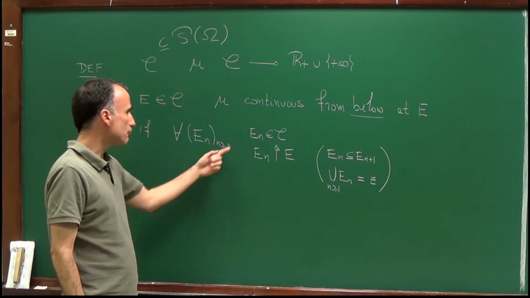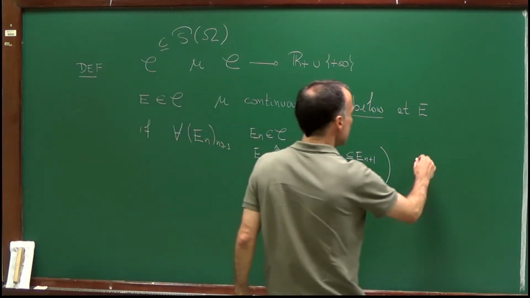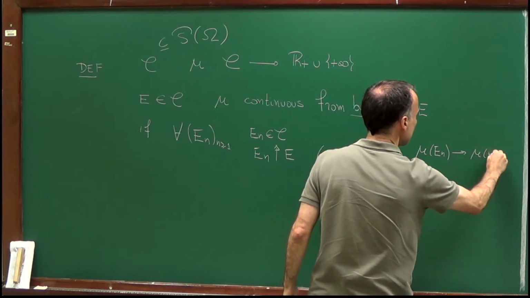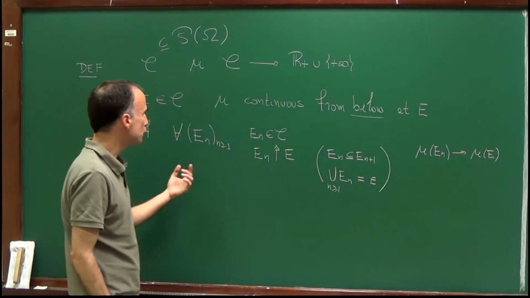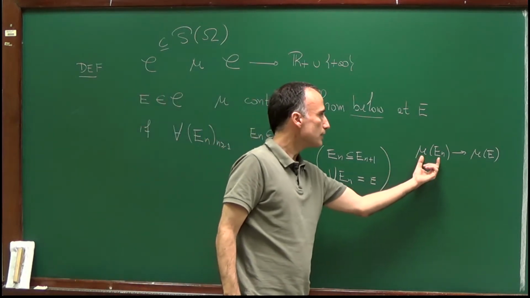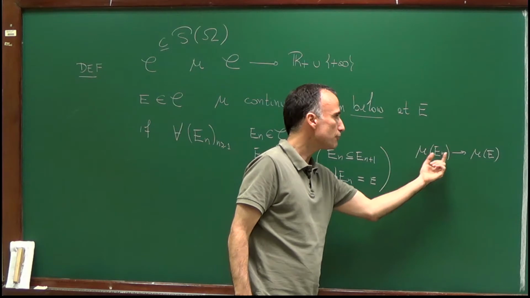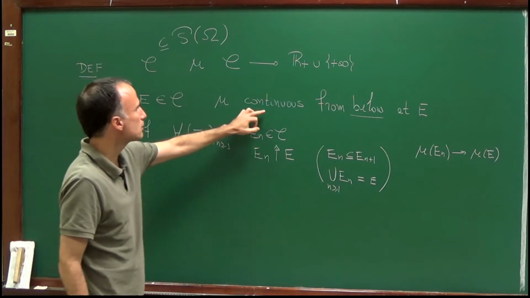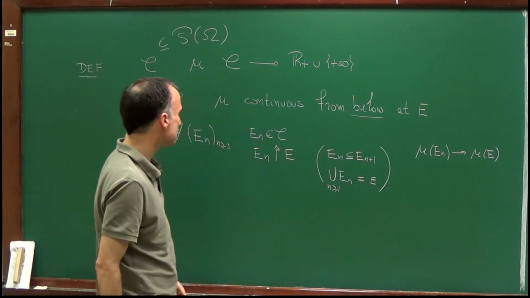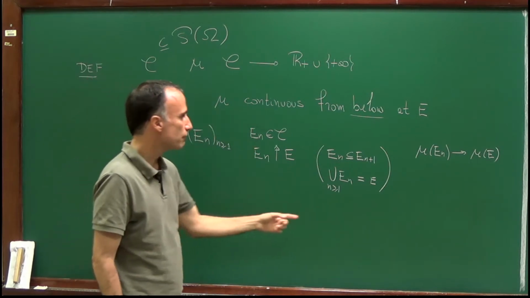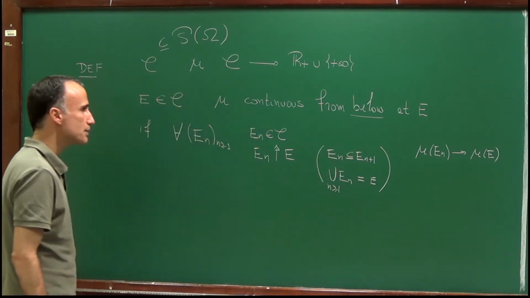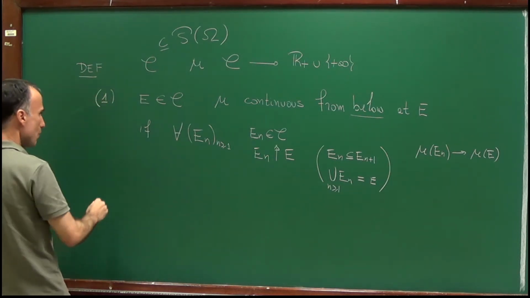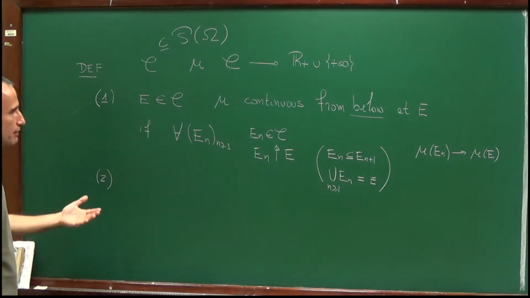So the requirement is that for any such sequence, mu of En converges to mu of E. And note that since we proved that mu is increasing, this sequence is in fact increasing and therefore has a limit, and we are requiring the limit to be mu of E. So we will say that mu is continuous from below at a set E if this property holds for any sequence En. So let's call that definition 1, and a definition 2 which is very similar.